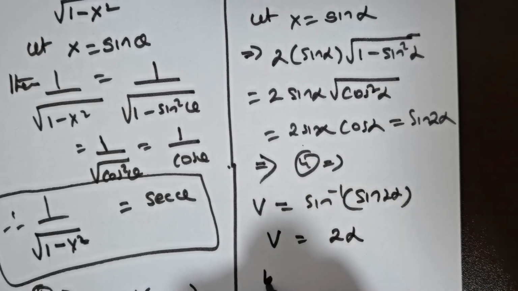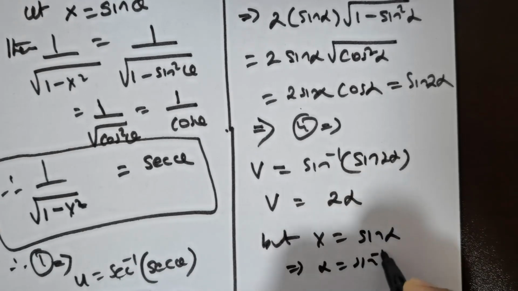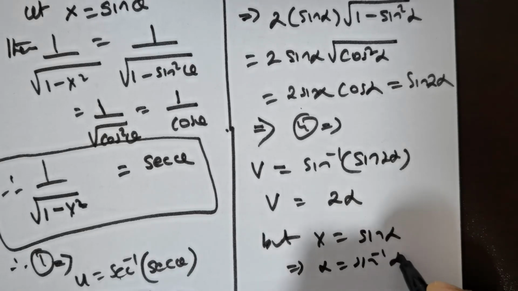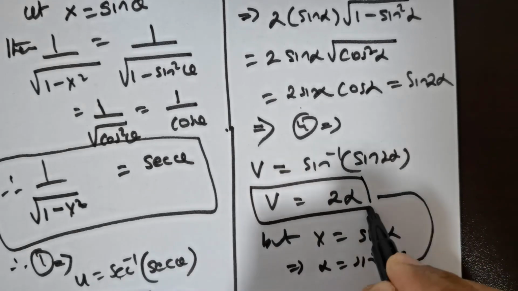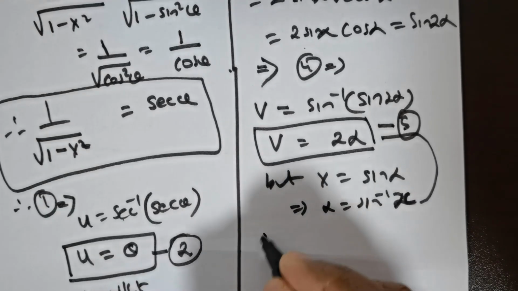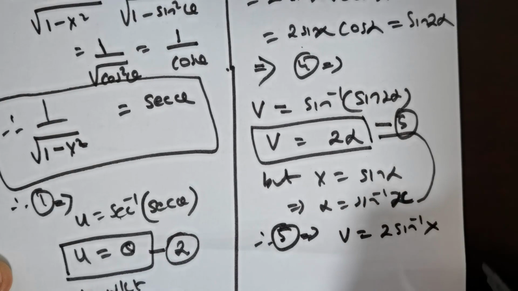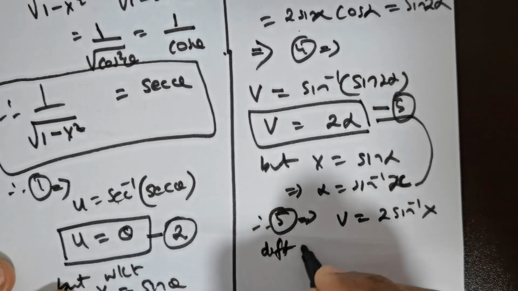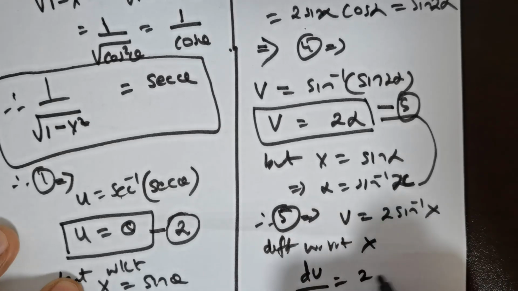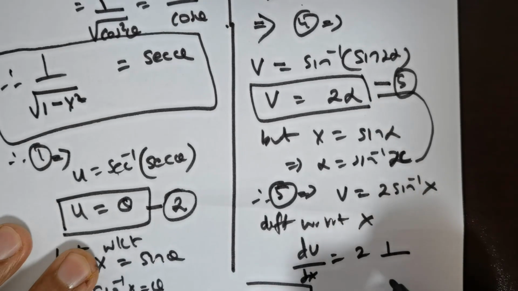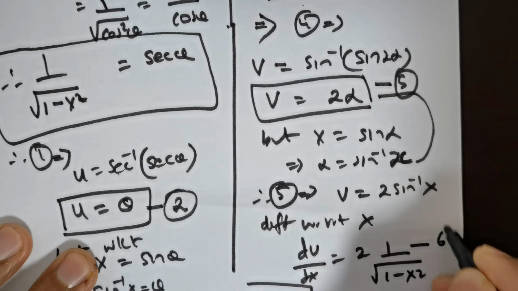So v is equal to 2 alpha. But what is x? x is equal to sine alpha. This means alpha is equal to sine inverse of x. Take this and substitute it here. If I take this as 5, I can rewrite 5 as v is equal to 2 times sine inverse of x. Now let me differentiate this with respect to x. dv over dx is equal to 2 times the differentiation of sine inverse of x, which gives 1 over root of 1 negative x squared. I'm going to take this as 6.